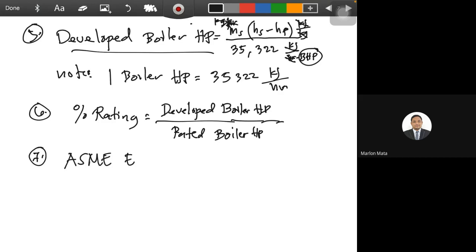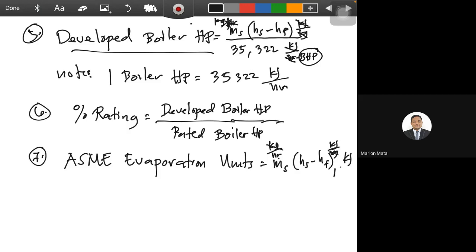evaporation units. Okay, so the ASME evaporation units is simply equal to the mass of steam times HS, enthalpy of steam, minus the enthalpy of the feed water saturated liquid. So again, this will give us a unit of, because this is kilograms per hour and this is kilojoules per kilogram, so this will give us a unit of kilojoules per hour. Okay, so number 8 is the factor of evaporation.